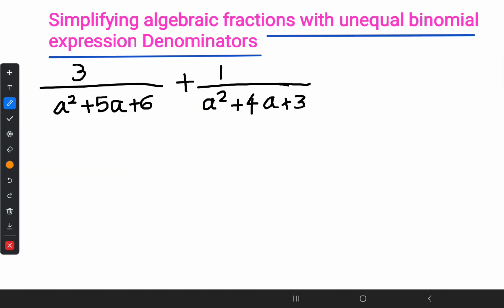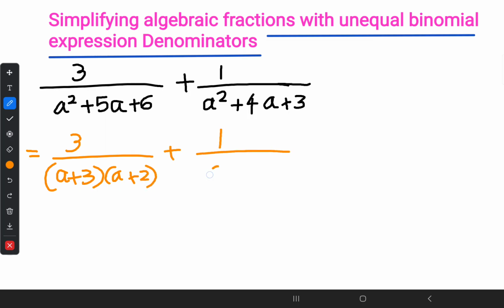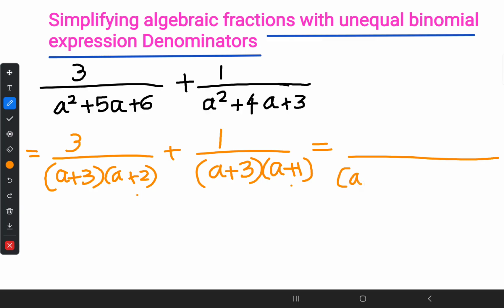So in the next question, I'll do the factorization directly. 3 upon a plus 3 times a plus 2. That is the factorization of the given quadratic expression. Plus 1 upon a plus 3 times a plus 1. That would be the factorization for the second fraction. And thereafter, let's find the LCM. So the LCM would be a plus 1, a plus 2 and a plus 3. There are three different expressions in both denominators, so all should appear in our common LCM.